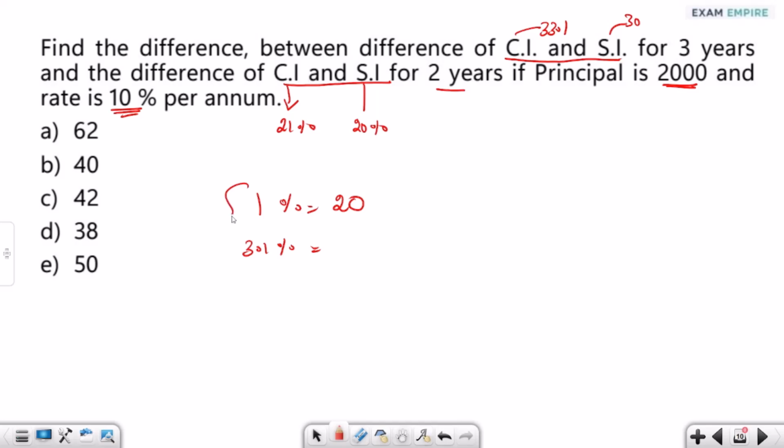What we need to find is the difference of these two values. So the difference between 3.1% and 1% is 2.1%. You already know 1% is equal to 20, so 2.1% is equal to how much? Cross multiply, and you get the value of x as 42. So the answer for this particular question is 42.